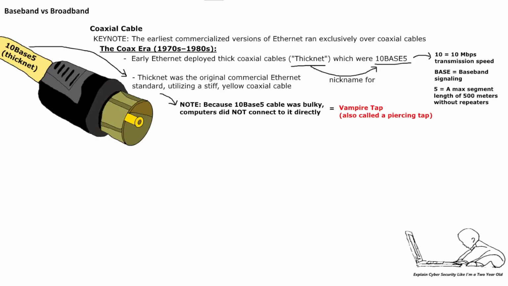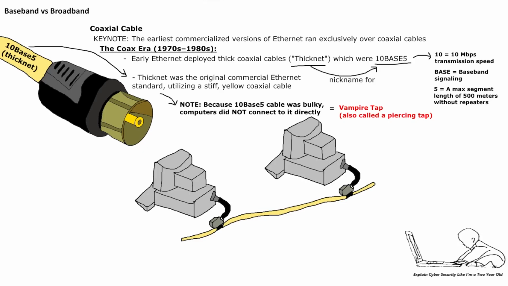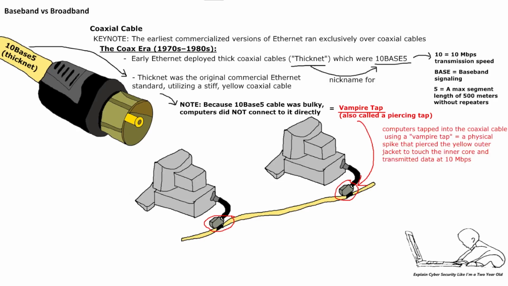Now, because Thicknet was a thick, bulky cable, computers did not connect to it directly. Instead, they had to use what was known as a vampire tap, which was a little connecting device that would pierce through the yellow jacket of the coaxial cable to touch the inner core of the cable and transmit the data from the computer to the coaxial cable. In this case, a 10Base5 would mean transmitting data at 10 megabytes per second from the computer into the coaxial cable through the vampire tap.